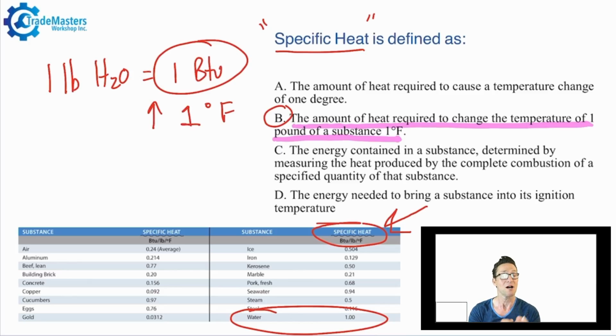And steam has a specific heat of 0.5. Those are going to be very important pieces of information for you to commit to memory for other questions that we're going to be challenging ourselves with in this course. But for this question for now, we just have to remember what specific heat is. It's the amount of heat required to change the temperature of 1 pound of a substance by 1 degree Fahrenheit. So once again, make sure you answer B as in Brown, in your workbooks.